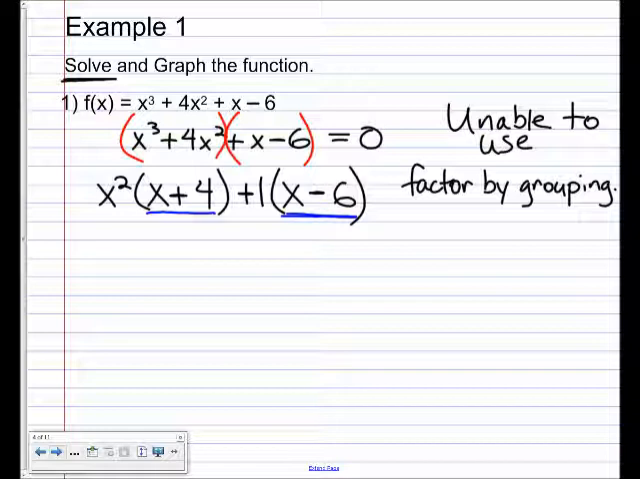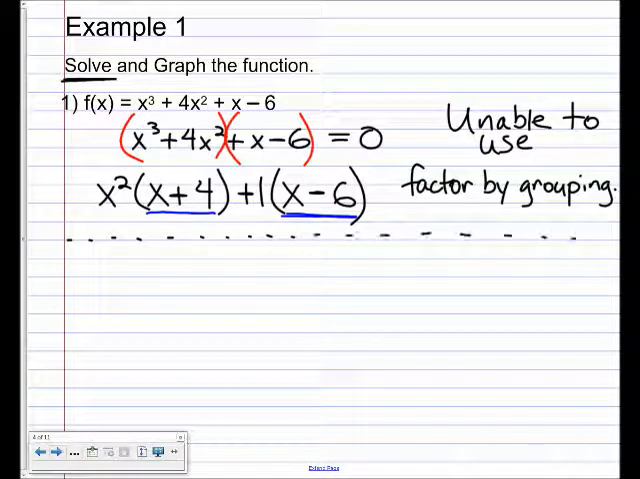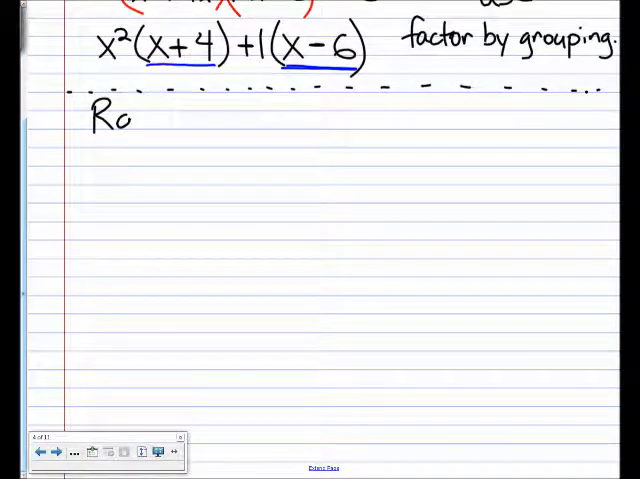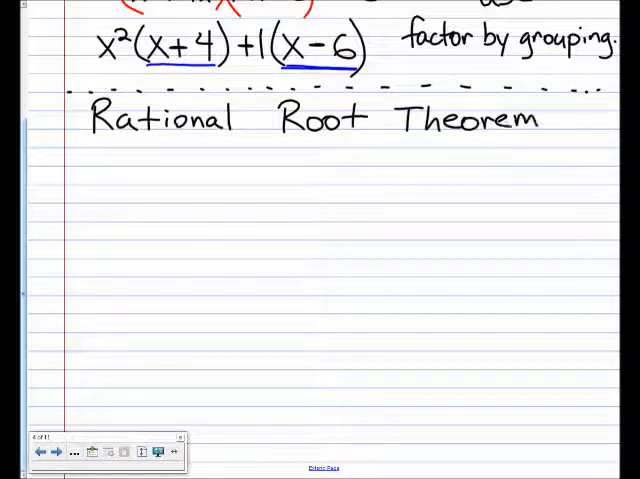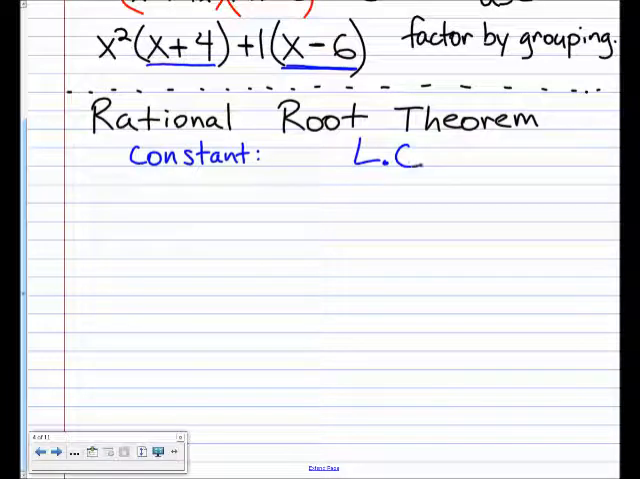Now, if you're unable to, like in this example, we are not able to. That means we need to go back to something that we learned before break called the rational root theorem. Now, the rational root theorem at this point is where I'm looking for the numbers that I want to try to plug in and make that 0. All right? So if you forgot, we're looking at the constant and the leading coefficient. The constant and the leading coefficient.